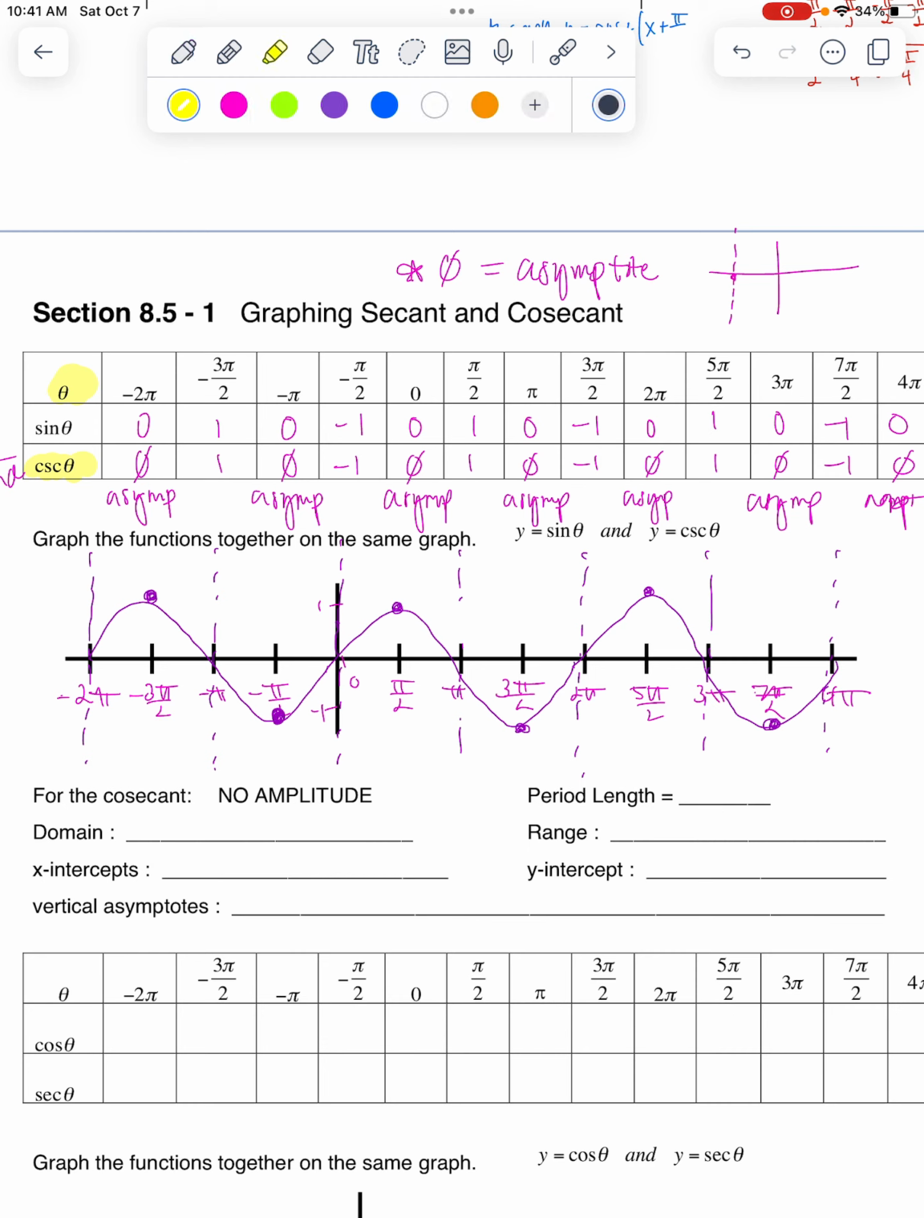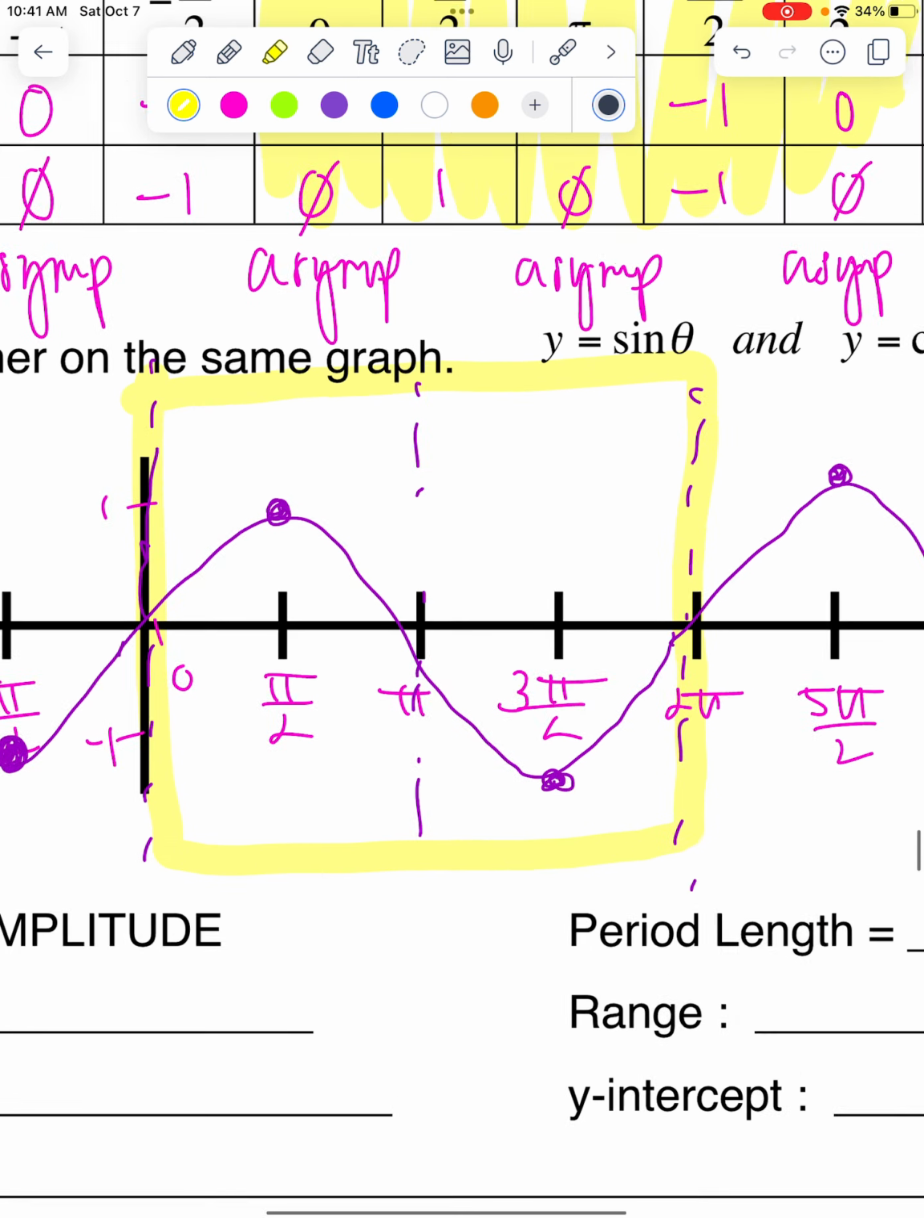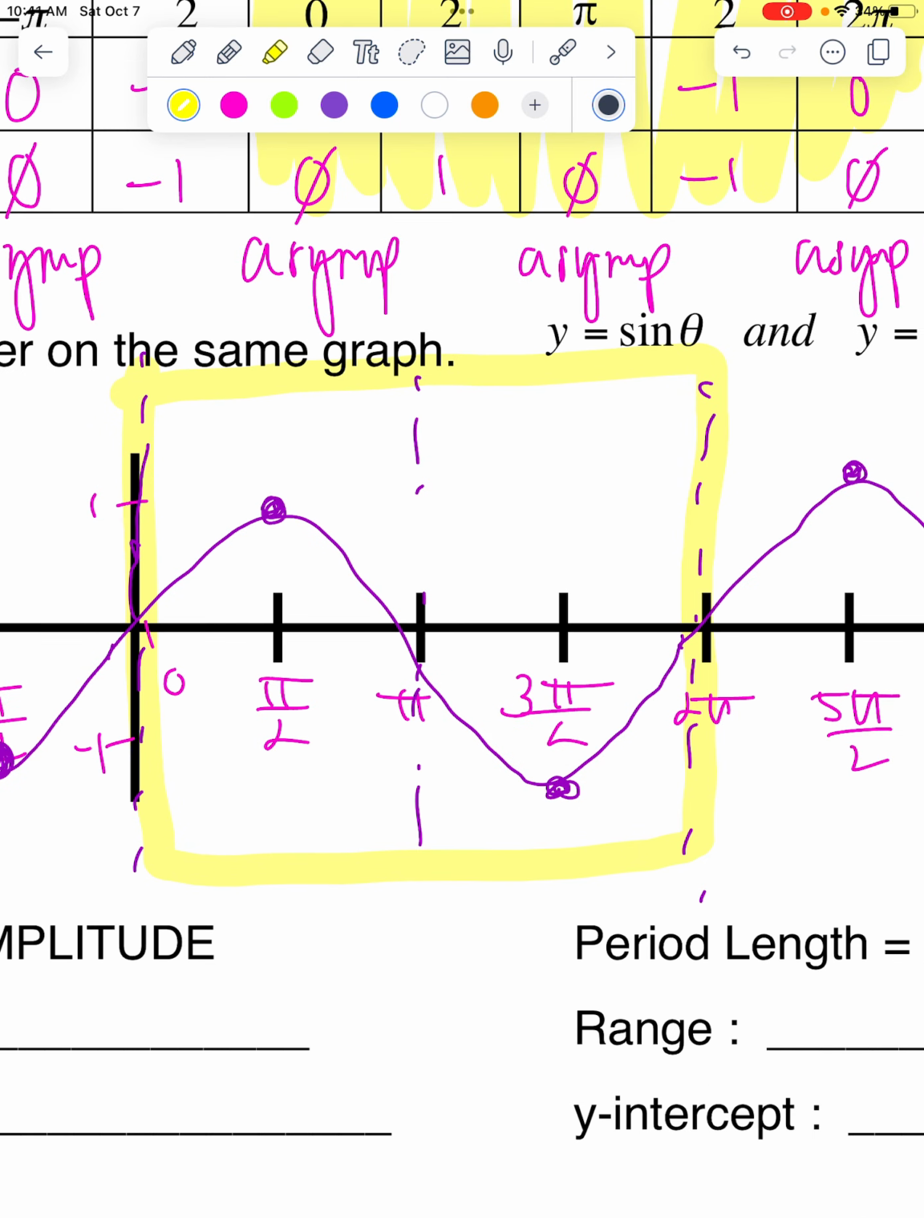So before I get into that, I'm going to just focus on one period. I'm going to focus from 0 to 2 pi. So that's right here, and I'm going to show you what I'm talking about. So there's our zoomed-in version of 0 radians to 2 pi. I'm just focusing on one period. I'm going to add more tick marks on my x-axis. I'm going to add more units. So I'm going to add a pi over 6 and a 5 pi over 6.